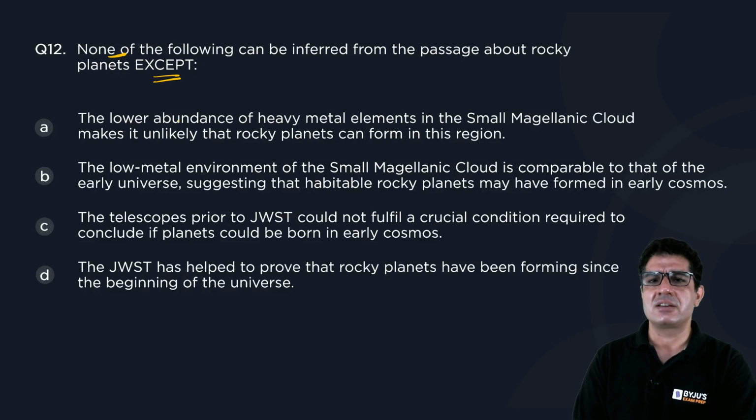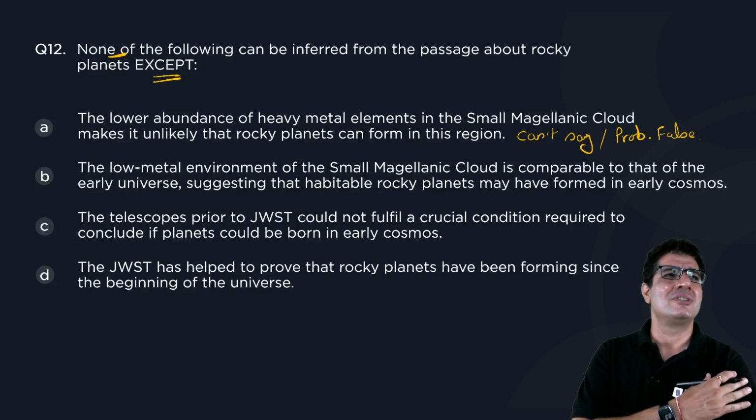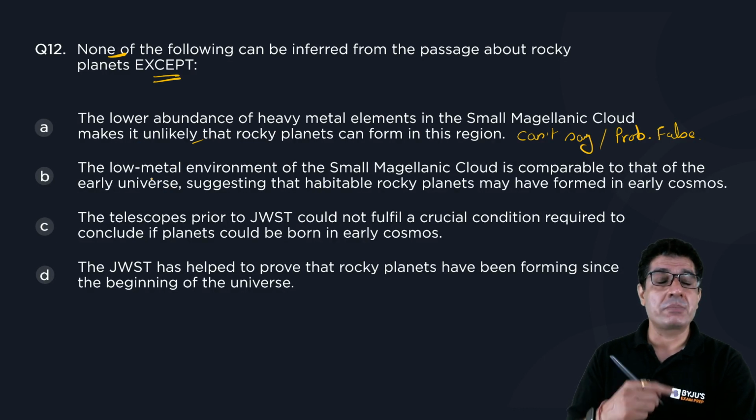So A, the lower abundance of heavy metal elements makes it unlikely that rocky planets can form in this region. Can't say, probably false. In fact, we are studying it in the hope that rocky planets may form, right? So we're not starting with this notion that it is unlikely, otherwise we would not even have picked it up as a galaxy to study. It's a very time consuming process, right? You're going to observe it for decades, I guess. So if it is unlikely, why would you even spend all that effort? That's why I'm calling it probably false.